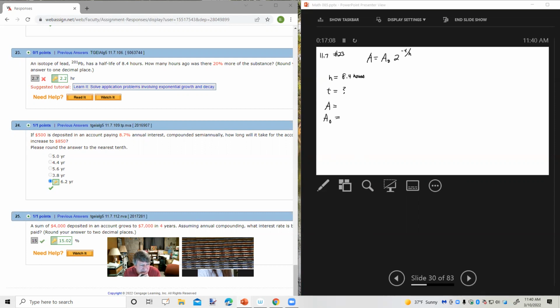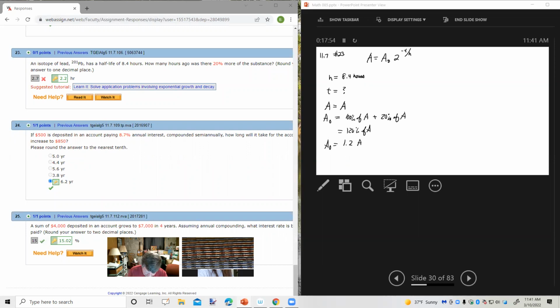In this case, we're starting with the final amount. How many hours ago was there 20% more of the substance? So A sub 0 is the ending amount plus 20%. So this would be what, 100% of A plus 20% of A, which would be 120% of A. So basically A sub 0 is 1.2 times A. Any questions how I got there?